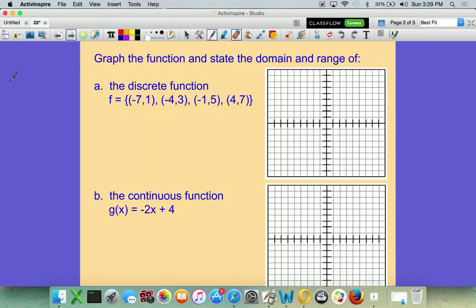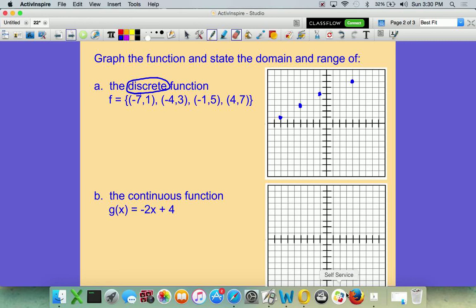For our next one, we need to graph each one of these functions and then state the domain and range of the function. We've got a discrete function here first of all, which is important to know, and it looks like we just have 4 points. So we need to graph the points: (-7, 1), (-4, 3), (-1, 5), and (4, 7).